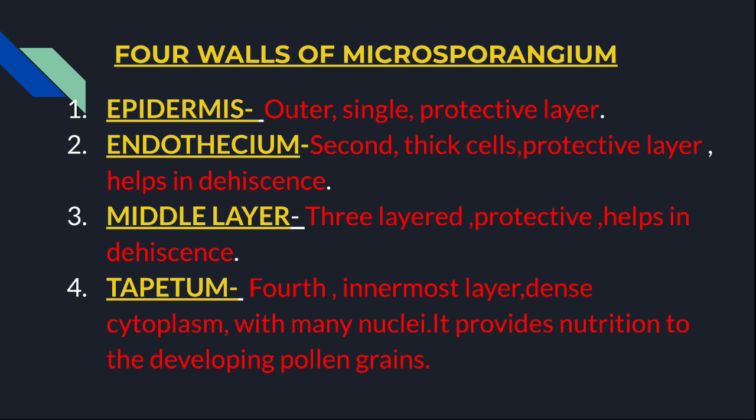The fourth one, and it is very important, is tapetum. It was asked in the board examination what is the meaning of tapetum, what is the function of tapetum and where it is located. So tapetum is the fourth layer. It is the innermost layer, very dense with cytoplasm and with many nuclei. It means inside the tapetum many nuclei in the cytoplasm are present. It provides nutrition to the developing pollen grains. The pollen grains which are developing inside the microsporangium are nourished by this tapetum layer.